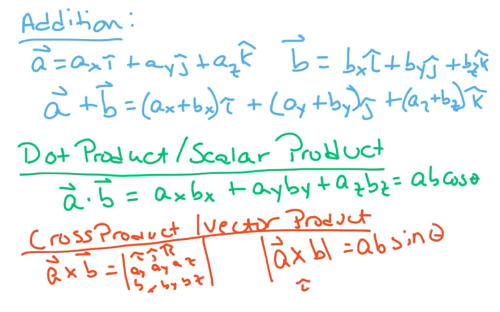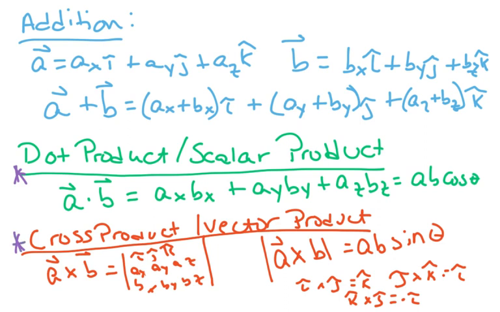If you do a cross product between i and j, you get k. If you do a cross product between j and k, you get i. And if you do a cross product between k and j, you get a negative i. Sorry.